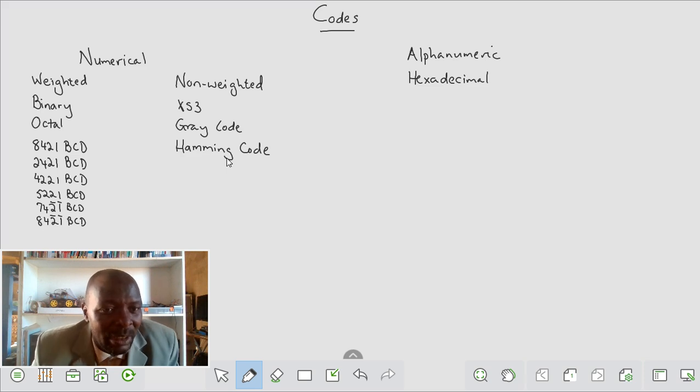But I think since we've covered some of these, or we're still going to cover some of these, I might as well mention them. So codes can also be classified as either numerical or alphanumeric. The numerical codes can be classified as weighted and non-weighted. Then codes, generally, can also be classified as complementing, self-complementing, or non-self-complementing.